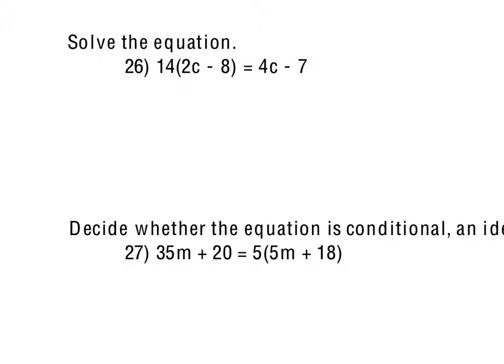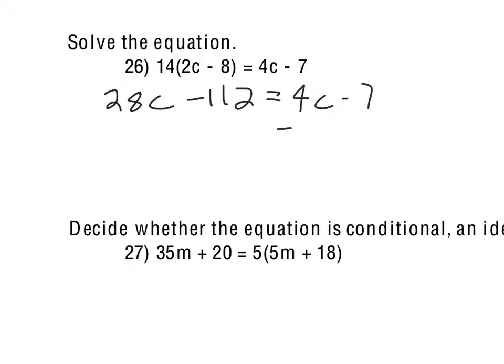So we start with number 26, where we need to solve the equation, and before we can even really do that, we need to simplify the left-hand side of that equation. So we would distribute the 14 into those parentheses, so we get the 14 times 2c, which would give us 28c. And then the 14 times 8, which would give us 112. That's going to equal 4c minus 7.